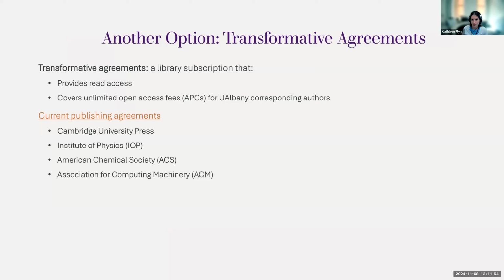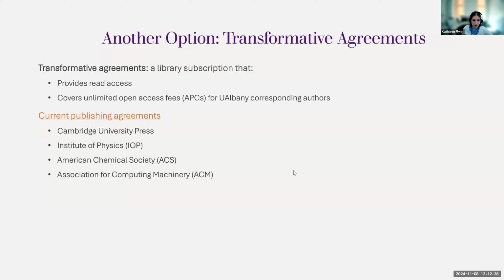Some of our subscriptions are what we call transformative agreements. Traditionally, libraries have subscriptions that give patrons read access to journals. They let you read the articles. But with a transformative agreement, our subscription includes that read access, but it also covers open access fees for UAlbany corresponding authors. So we've been looking at agreements so far that are more or less cost neutral for the libraries, and we also want them to cover unlimited APCs.